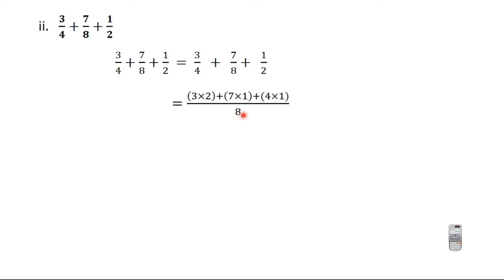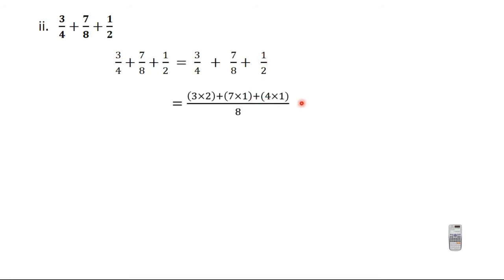So this is how it's done. 8 divided by 4 will give us 2. You multiply that by the numerator here, which is 3. So you're going to have 3 times 2 or 2 times 3. You bring the addition sign. 8 divided by 8 will give us 1. You multiply that by the numerator, which is 7. So 7 times 1. Then plus 8 divided by 2 will give us 4. You multiply that by the numerator, which is 1.